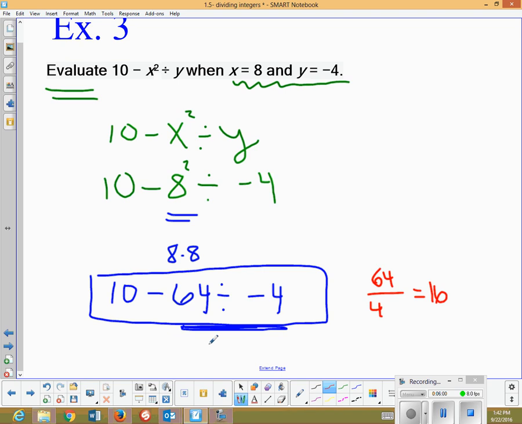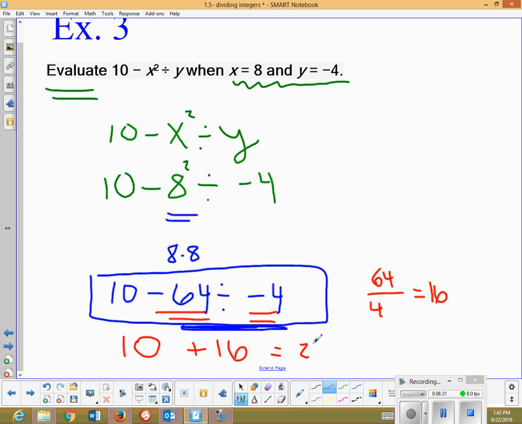So since I have 16 here, I'm going to go ahead and put 16, but now I need to decide on the sign. If this is a negative 64 and this is a negative 4, my answer is going to be 16 right here. Now, what kind of 16 is this? This is a positive 16, so I need to put positive in the front, because a negative divided by negative is a positive. And then I'm going to bring down this 10, and all we need to do is combine 10 and 16, which will give us a total of 26.